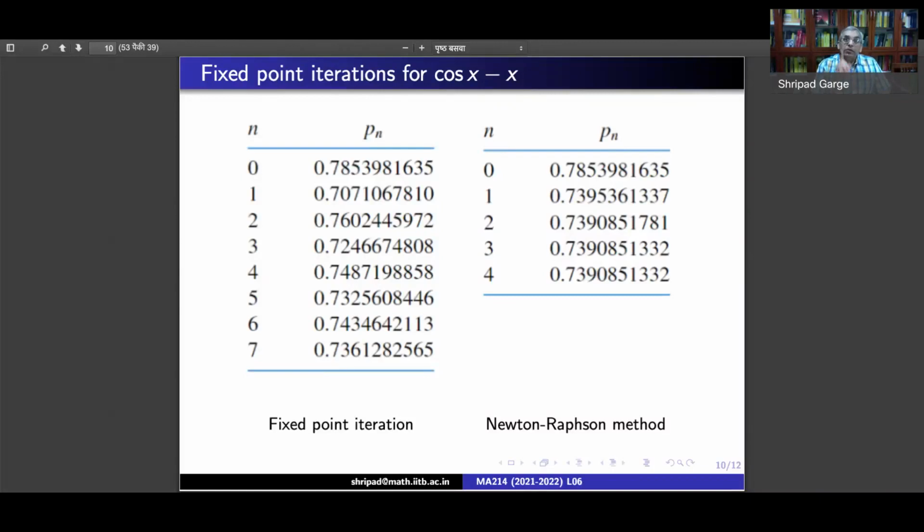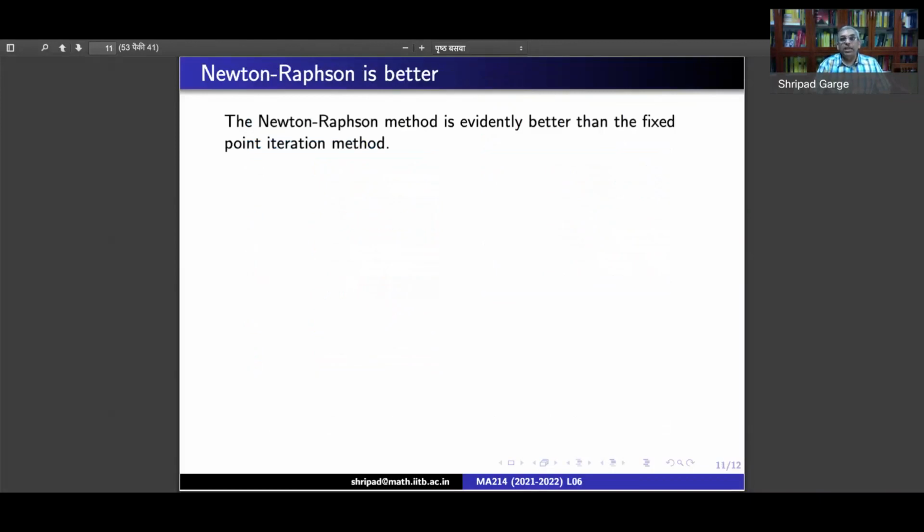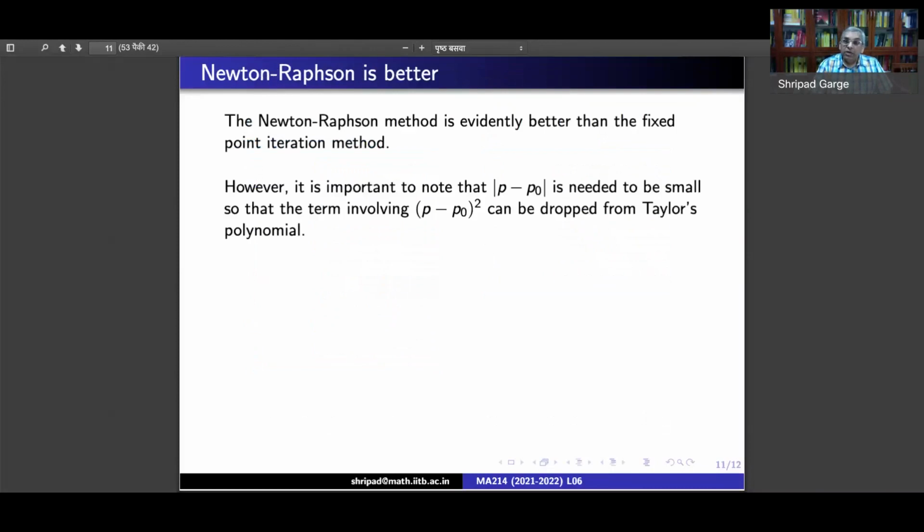And you therefore have to convert it into the Newton-Raphson method, because that is evidently better than the fixed point iteration method. It is, however, important that this p minus p naught should be very small. Only then can you cancel that p minus p naught square term from the Taylor polynomial. Otherwise, if your p minus p naught is not very small, then the approximation will have some error.